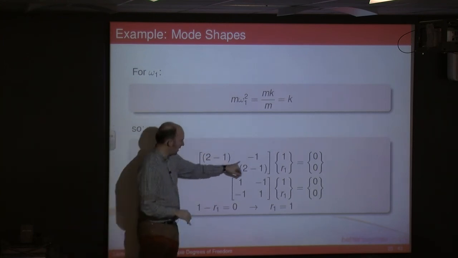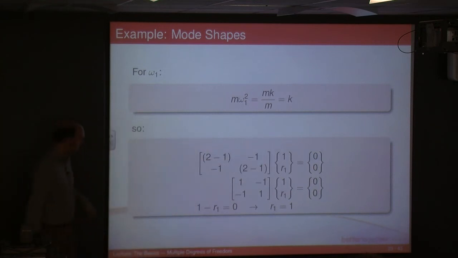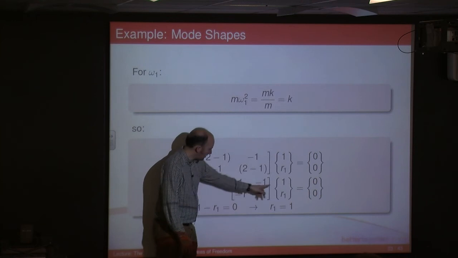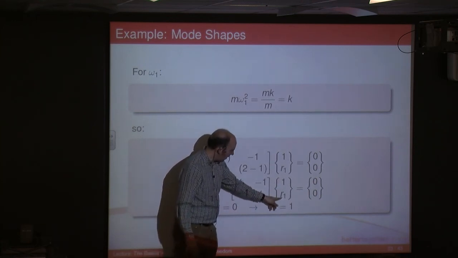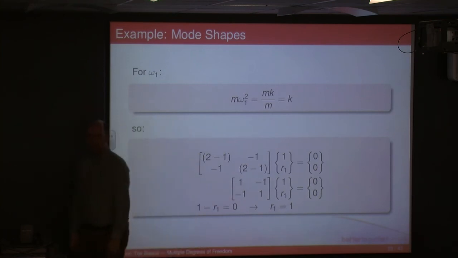We end up with 2 minus 1 times the vector 1 and r1. And obviously, if you go through the process, you end up with 1 times (1 minus r1) equals 0. So therefore, r1 must be 1. That makes sense. The masses are moving up and down together.